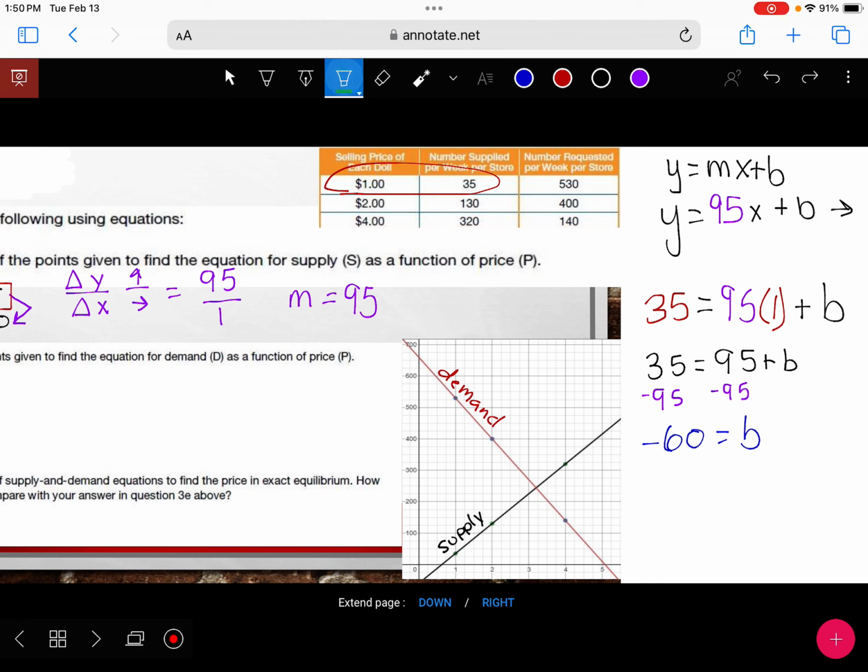So our table for our demand line, we use our selling price and our number requested. So these are our x's, and those are y's for our demand. Okay, so go find part B on page 48, which is to find the equation for your demand. Start with your slope, and see if you can find your y-intercept for part B.